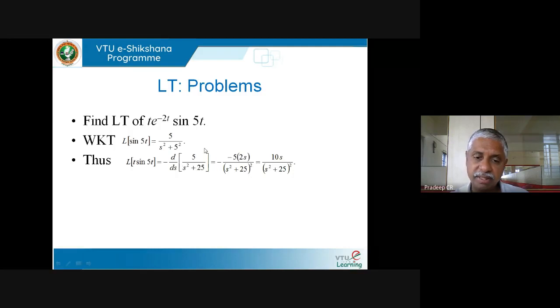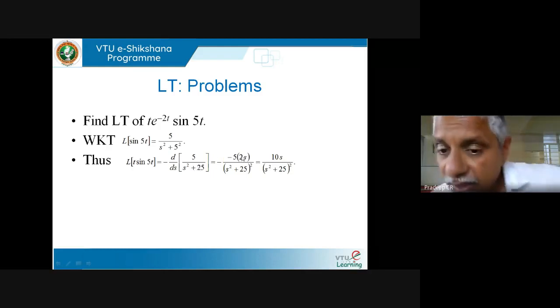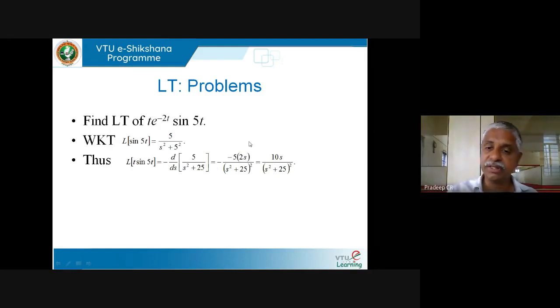d by ds of 5 by s square plus 25 is denominator square, s square plus 25. In the numerator, I'll get denominator into derivative of numerator, which is 0, so I won't write that. Minus numerator into derivative of denominator, which I write as 5 into 2s. That's minus 10s, but there's one minus outside, so it becomes 10s. So I think I've done it correctly. So 10s by s square plus 25 whole square. That is Laplace of t sine pi t.